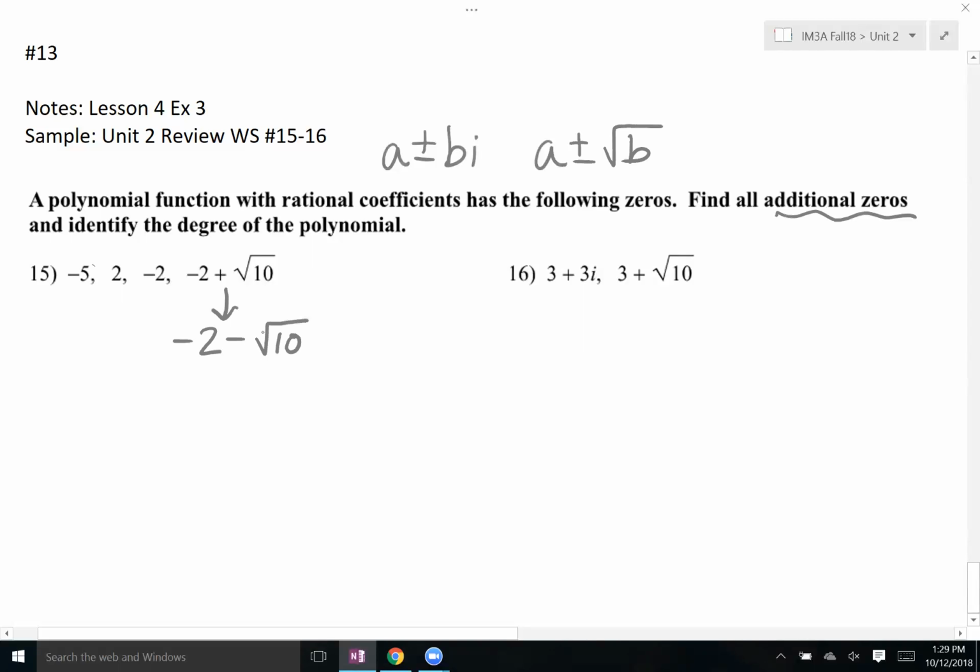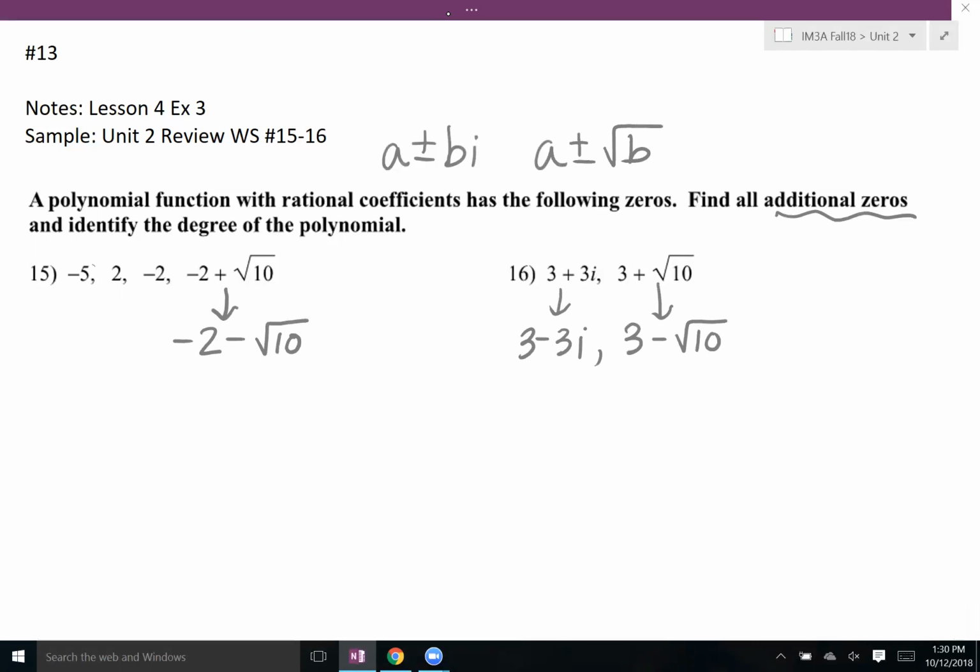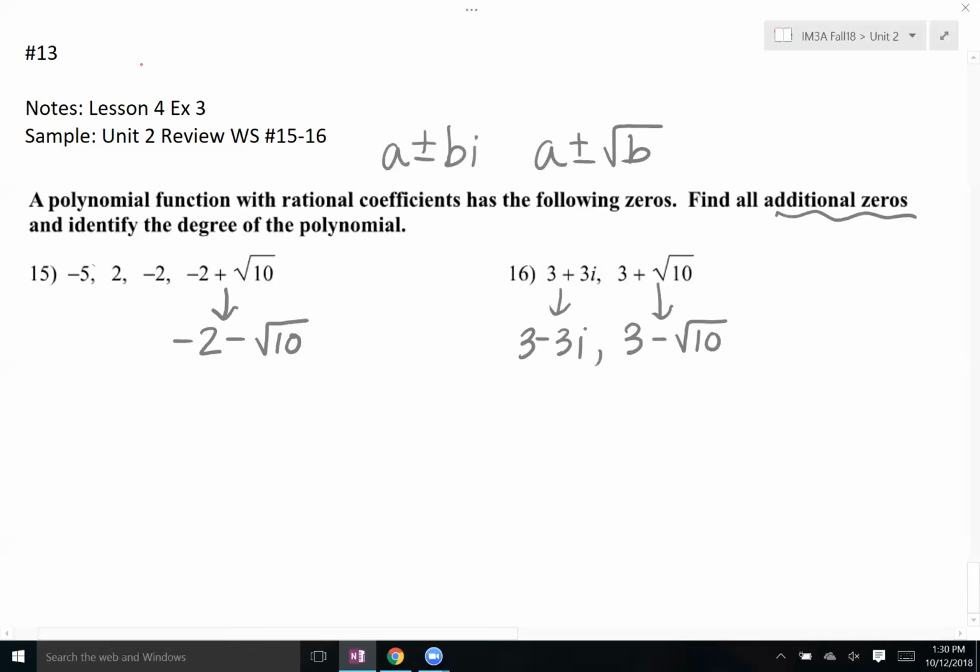And then if I look at 16, same thing. So the first term has an i, so I want to write its conjugate as 3 minus 3i. And then the second one also has a radical, and so its conjugate, 3 minus radical 10, must be a root. Okay, so I have to find the additionals first.